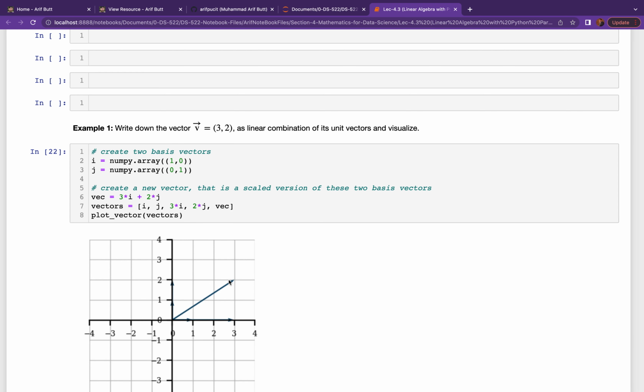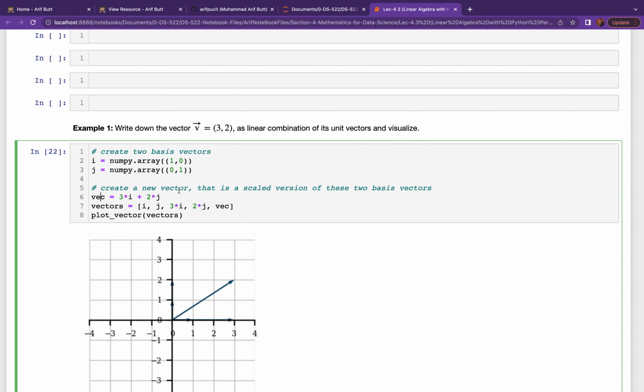So the main point is, my dear students, that any vector in space, like for example 3, 2, can be written as a scaled version of the basis vectors. And the basis vector i is a vector along the positive x-axis having a magnitude of 1. And this vector j is a basis vector in the direction of the positive y-axis having a magnitude of 1. And we multiply these basis vectors with a scalar value, and we add them up to get the vector. And this is what is shown over here in this Python code. I hope this makes sense.